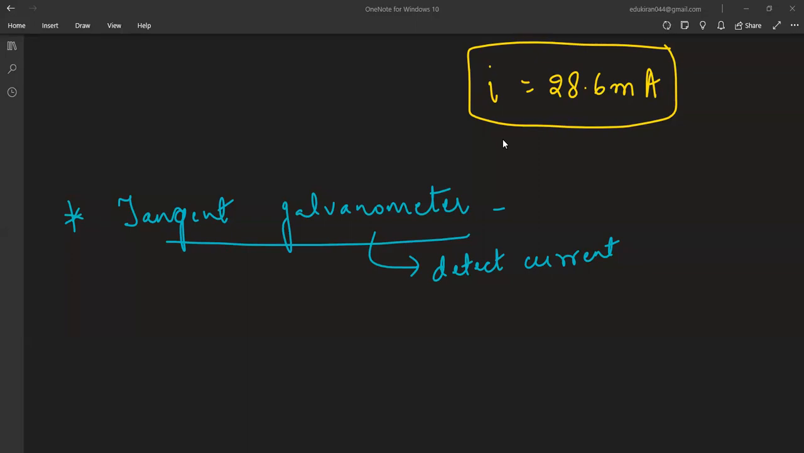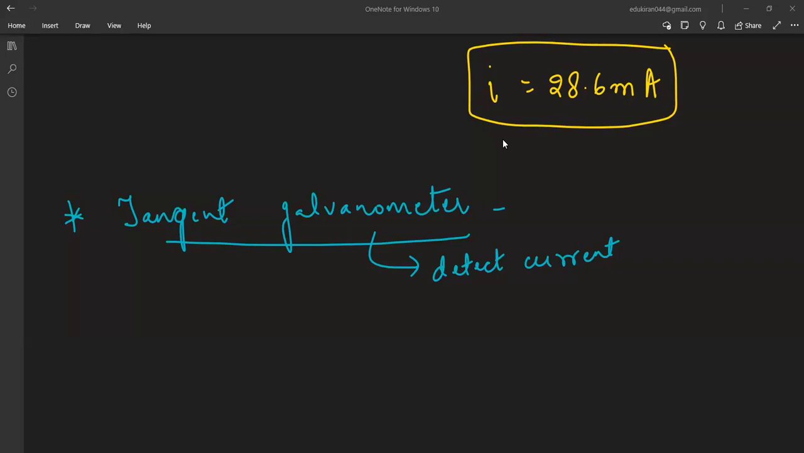How much current is flowing in your circuit is measured by the ammeter. But whether in your circuit the current is present or not, just a yes or no, that is given by the galvanometer. If there is a deflection in the galvanometer, it means there is a current in your circuit. Now, how much the current is, whether 1 ampere or 2 amperes, that is given by the ammeter. So the tangent galvanometer also just detects the current. It won't give you the exact magnitude.